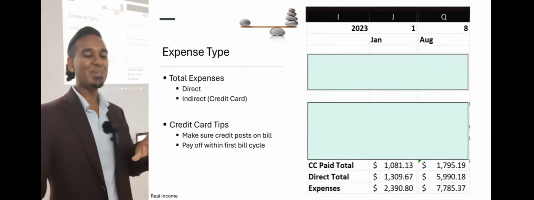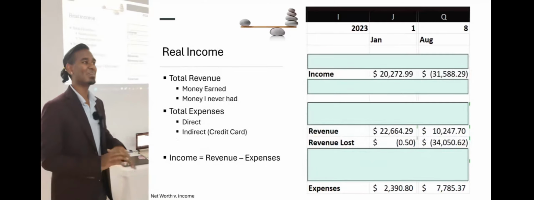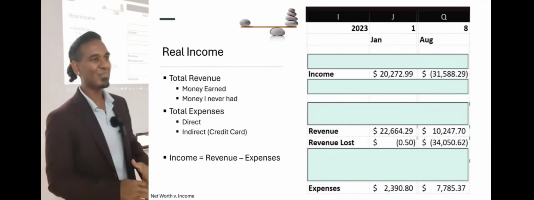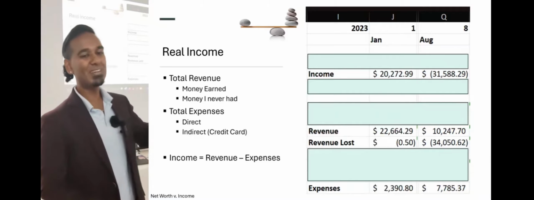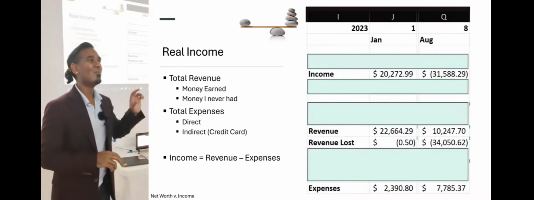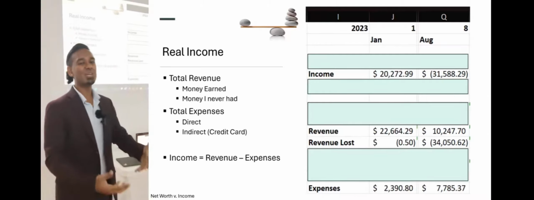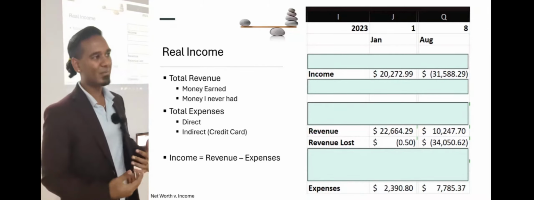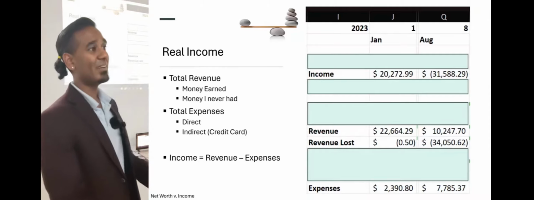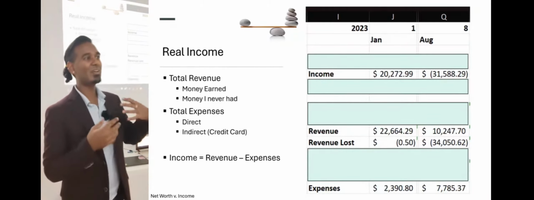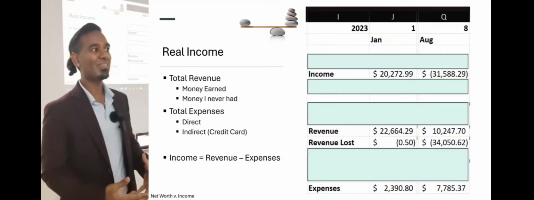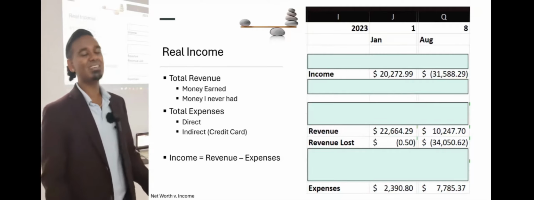Now, what I want to talk about is this idea of real income, right? So when people talk about income, they're really talking about the paycheck they get or whatever money that they get in. But the reason I'm saying real income is because this is the money that is adding to your net worth, right? All of your revenue coming in and your expenses going out, the money that you have left over from all of that is the money that categorizes your net worth. It's the money that you actually have at the end of the day, right?